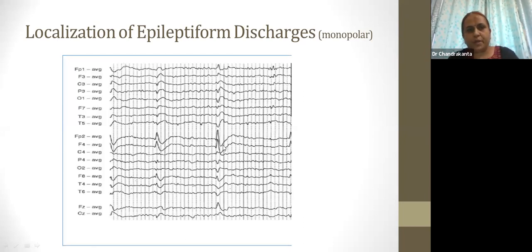In monopolar montage, monopolar means that we are recording the electrical activity of one electrode in reference to the referential electrode. So in monopolar montage, the abnormal area will show the maximum amplitude and the remaining will show a smaller amplitude of abnormal waves. So in this EEG, we can see probably it is the right frontal area which is causing the problem.